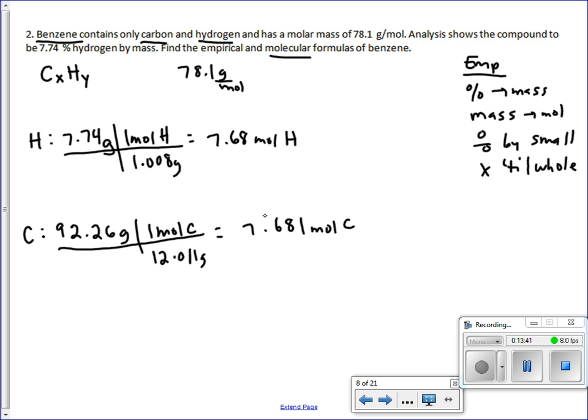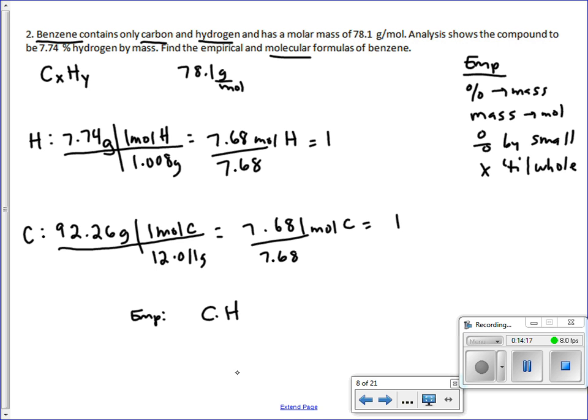They're basically identical, right? Okay, so the next step when we divide by small, technically 7.68 is less than 7.681. So if we divide by 7.68, we get a ratio of 1 here. If we divide by 7.68, we get basically a ratio of 1 here. It's 1.00 something. And so we don't have to do the final step, which is multiply till whole, because these are already whole numbers. So the ratio is a 1-to-1 ratio, which tells us that the empirical formula is simply CH.